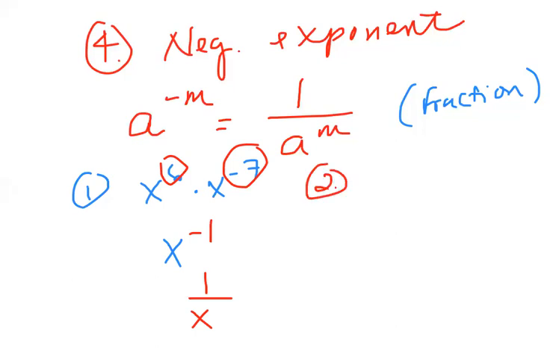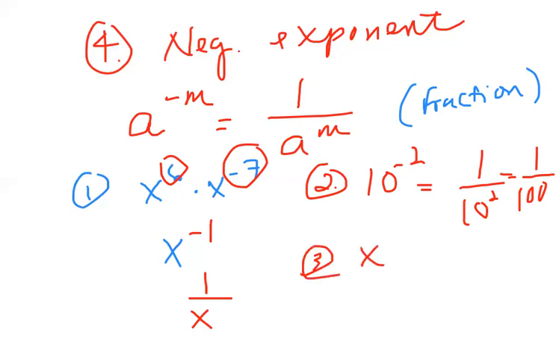So here comes a second example. Now, for the second example, we've got 10 to the negative 2 power, and 10 to the negative 2 power is the same thing as 1 over 10 squared. And if you can simplify it, you must simplify it. So this becomes 1 over 100. So 1/100th.